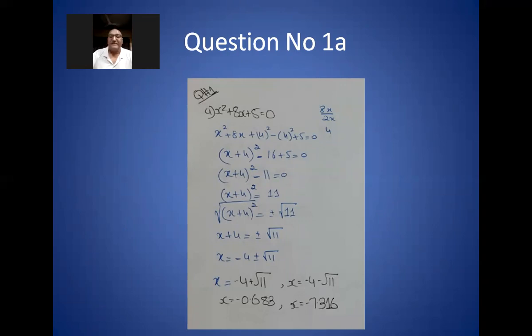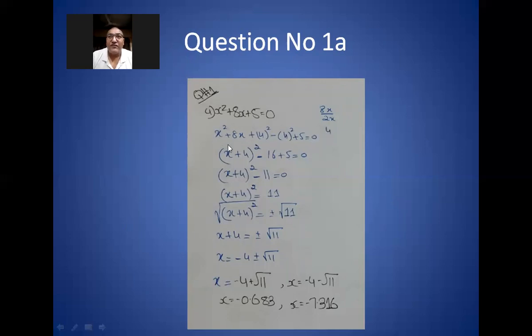So the method is very simple. Let's see. The first A part is x squared plus 8x plus 5 equals to 0. So we have to use the completing the square method. The x squared's coefficient is 1, so it is good to go. The methodology is very simple. What we do, we take 8x. If the coefficient of x squared is plus 1, then you can take the 8x in your rough work, like here, and divide it by 2x. So whatever the answer comes, you add its square and you subtract its square from your expression.